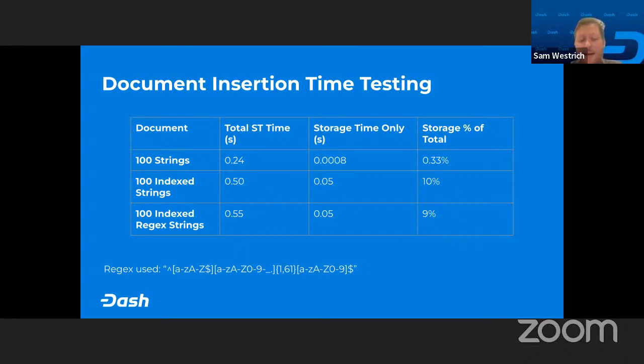But it seems like the biggest issue that we're currently facing is the bridge between JavaScript and Rust. The state transition times here are at the current time a little bit too slow to go to mainnet, because these are very complex state transitions, like 100 indexed regex strings or 100 indexed strings. Those are not standard. These are much bigger than a normal state transition. But we still need better performance than this.